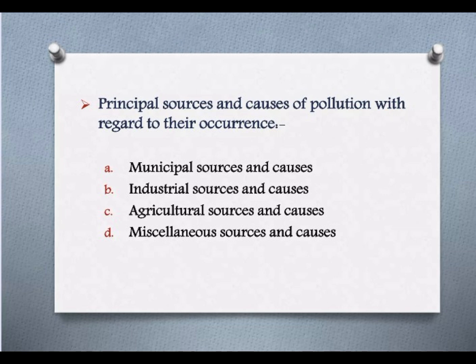Next, we have industrial. So in industrial, there are also four causes and sources. The first one is liquid waste. Liquid waste is industrial waste discharged into pits, ponds, and lagoons. The second one is tank and pipeline leakage. The sources of this are gasoline stations and fuel oil tanks.